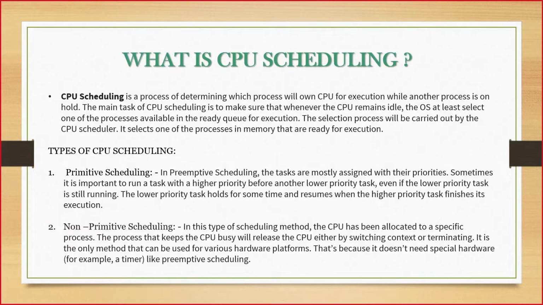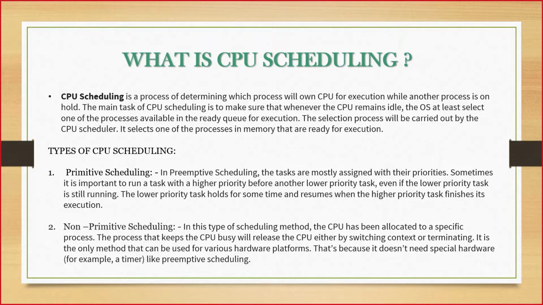Types of CPU scheduling. Preemptive scheduling. In preemptive scheduling, the tasks are mostly assigned priorities. Sometimes it's important to run a task with higher priority before another lower priority task. Even if the lower priority task is still running, it is held for some time and resumes when the higher priority task finishes.